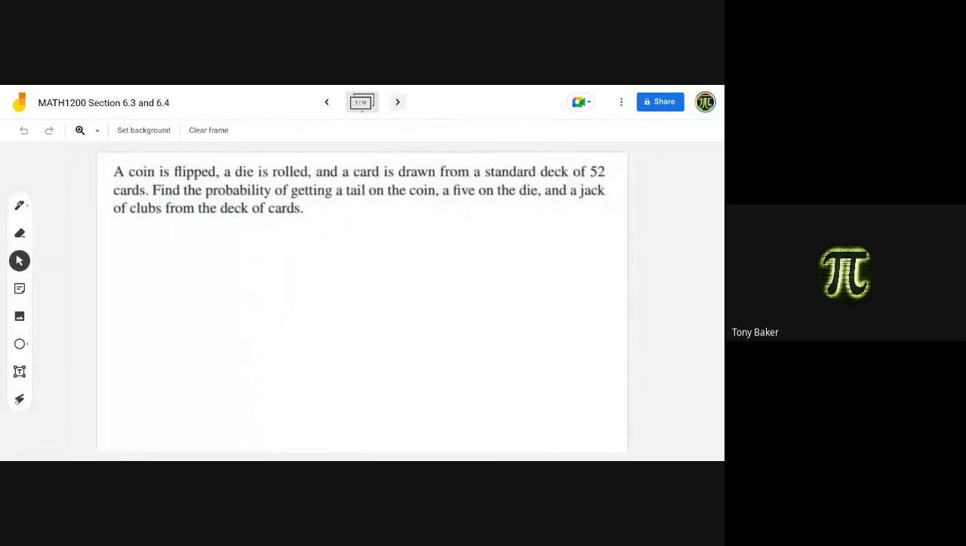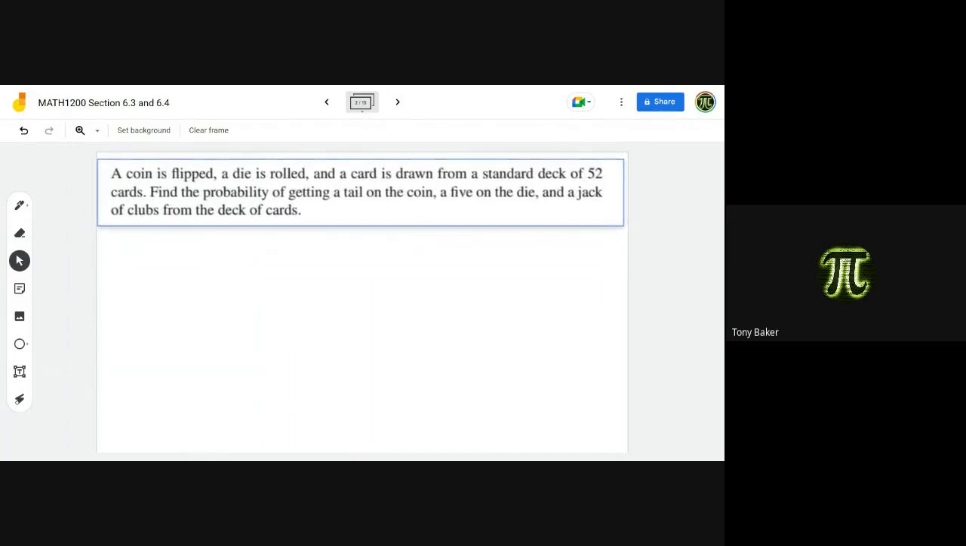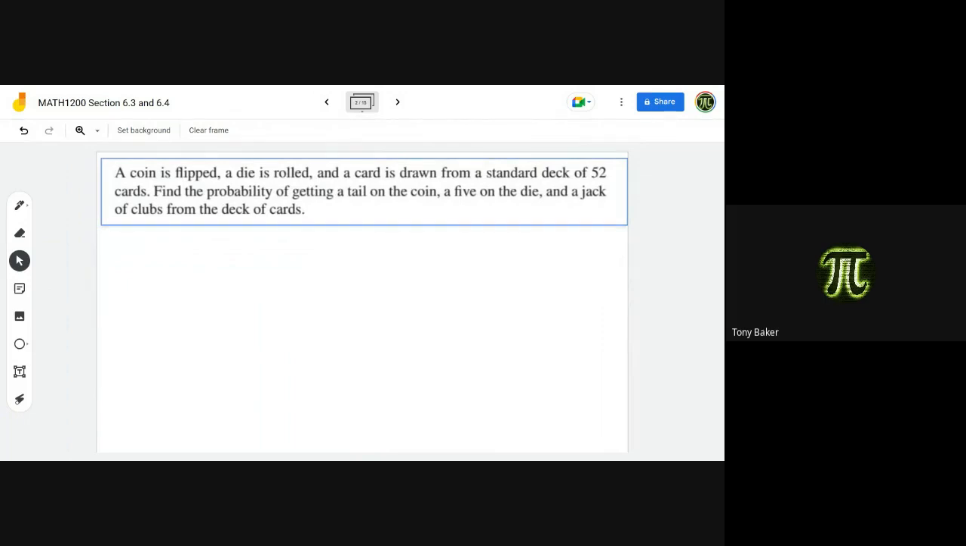So let's look at one. We have a coin is flipped, a die is rolled, and a card is drawn from a standard deck of 52 cards. Now, I do not know how Hawks is going to do it because I haven't actually looked. However, how many face cards are in a deck of cards? How many face cards?